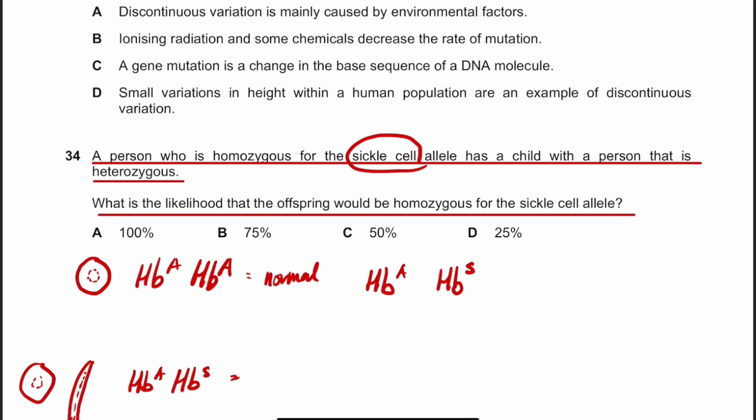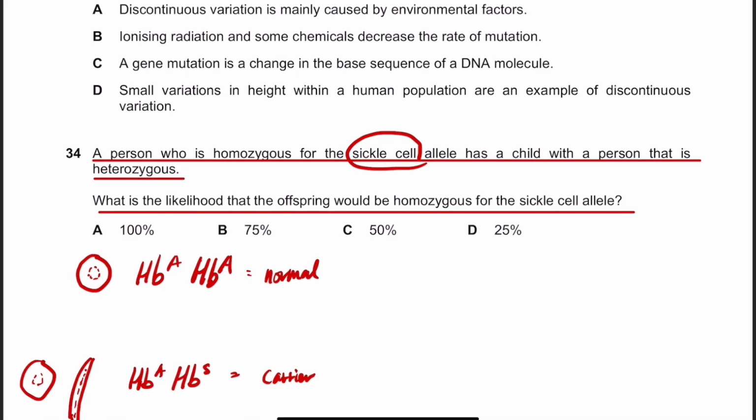So you can say that this is a carrier genotype. If a person has HbS and HbS, the person is fully affected. The person's red blood cells will be all sickle shaped. So this is homozygous for the sickle cell allele.